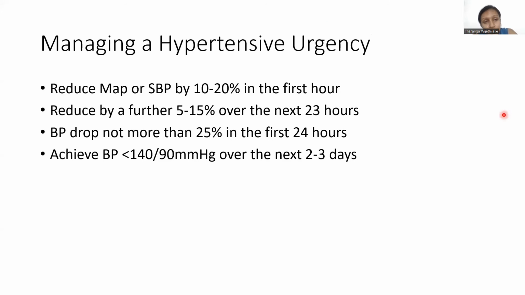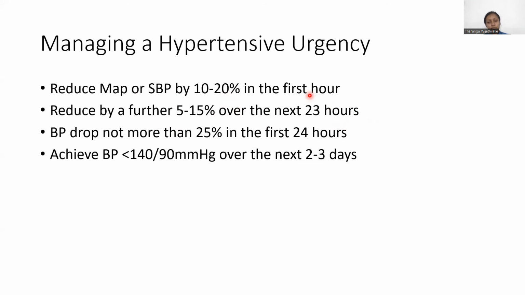So we have treatment targets for each organ involvement. What about managing a hypertensive urgency? Now, this is more common, commoner than hypertensive emergency. Basically, what you need to do is reduce the mean arterial pressure or the systolic blood pressure by 10 to 20% in the first hour, right? About 10% is fine. Reduce by a further 5 to 15% over the next 23 hours. So we achieve a 25% drop over 1 day.